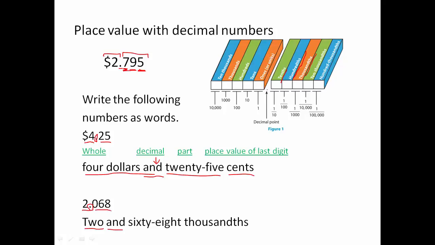I can ignore the 0 because it would be a placeholder if I were just reading this as a whole number, and say that that's 68. So I'm going to write 68 next, remembering the hyphen. All the rules for writing whole numbers still apply.